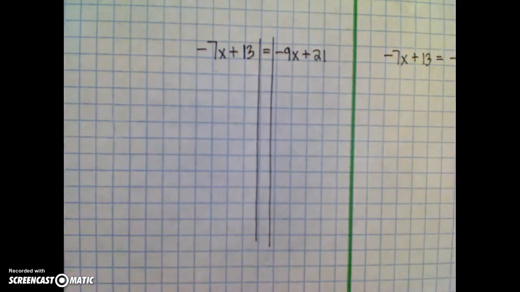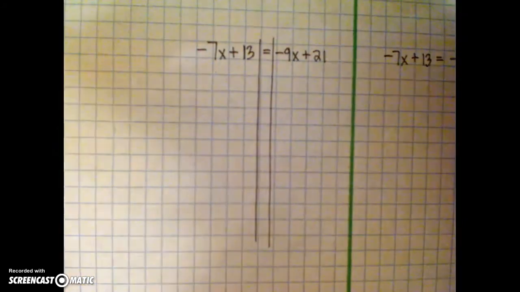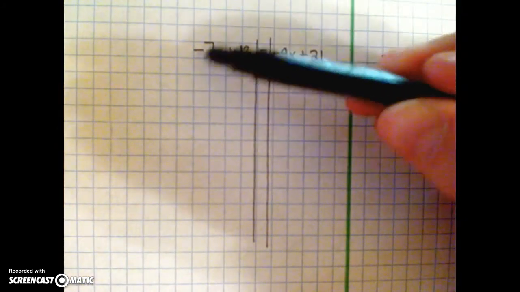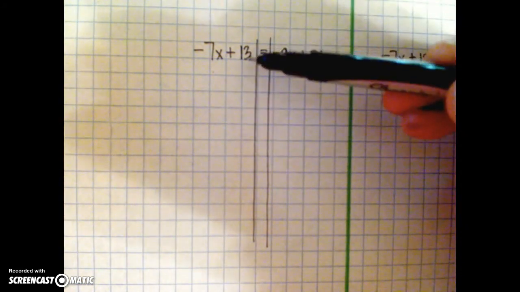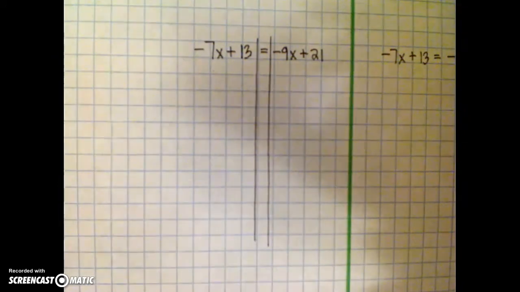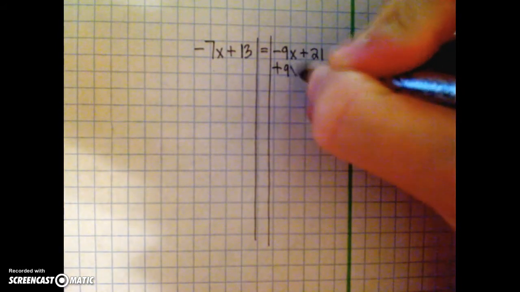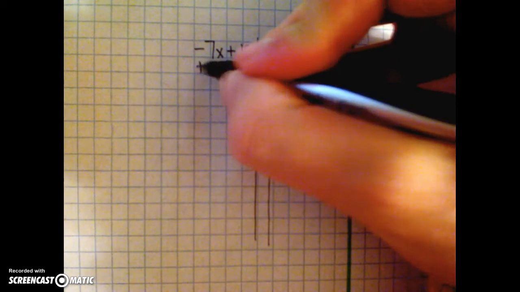Now, just for the sake of argument, let's say that you like to have all of your variables on the left-hand side. Well, if that's true and you want all of your variables over here, then technically negative 9x can't be on the right-hand side. So you got to ask yourself a question. How do you get rid of or eliminate a negative 9x? Well, you would add 9x to both sides.